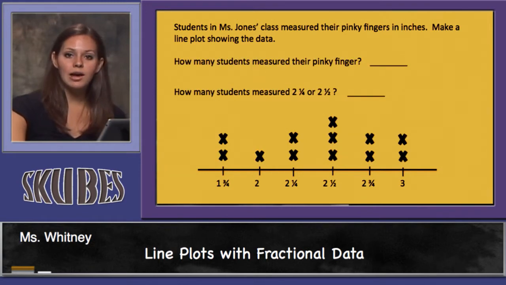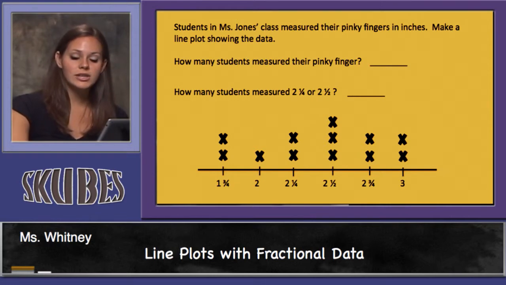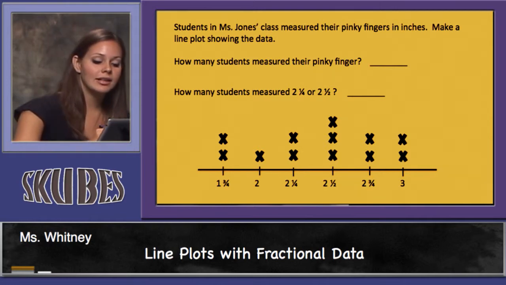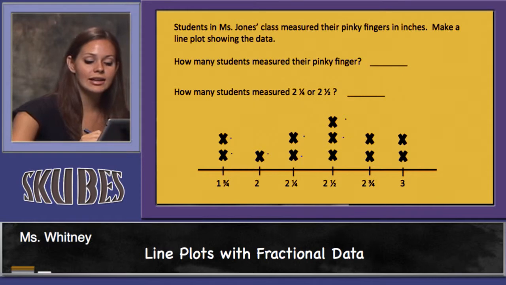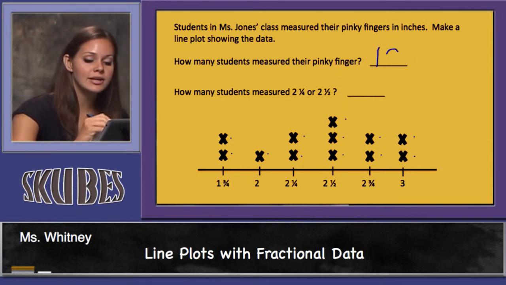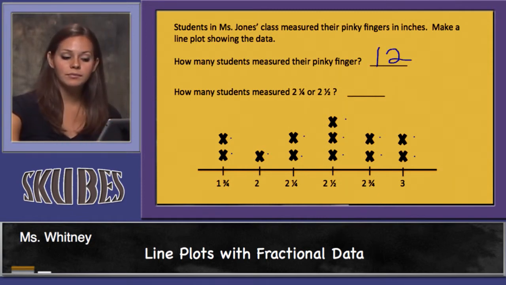Now let's look at the line plot we just made and answer some questions. How many students measured their pinky finger? If each X represents one of the students' measurements, we can count the number of X's to determine the answer. Let's count. 1, 2, 3, 4, 5, 6, 7, 8, 9, 10, 11, 12. So a total of 12 students measured their pinky finger.